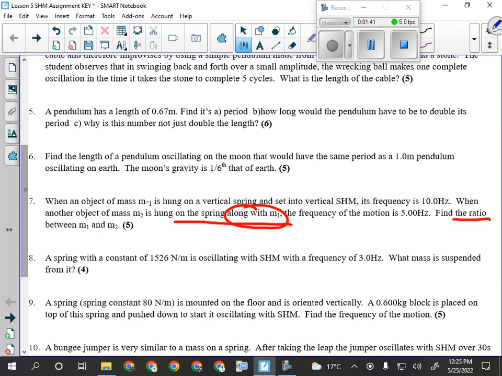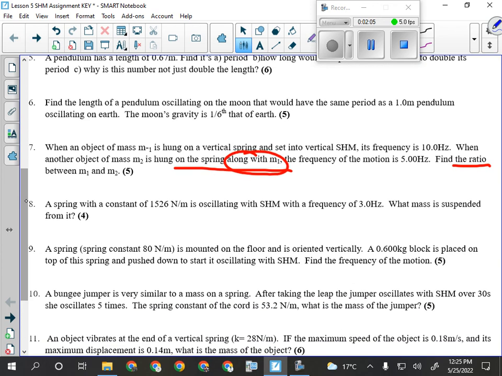And then number 5, a pendulum. There's a lot of pendulums on this one. They're giving you the length, they want to know the period, and then they want to find out how long the pendulum would have to be to double its period, and then why is that number not just double the length. Just talk about the period formula for a pendulum. We did a lab on that, so you guys should be able to handle that one.